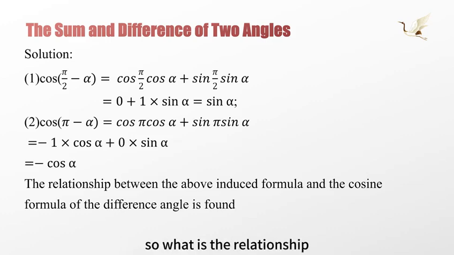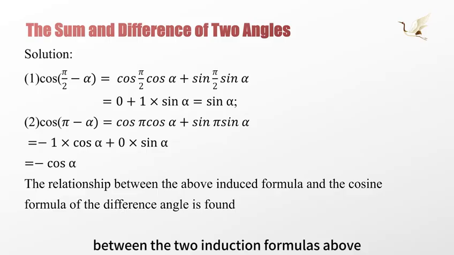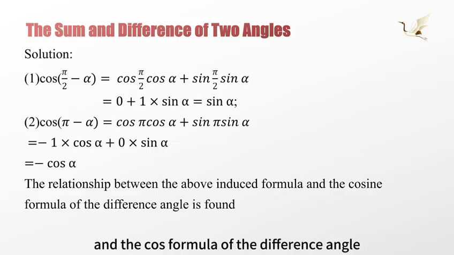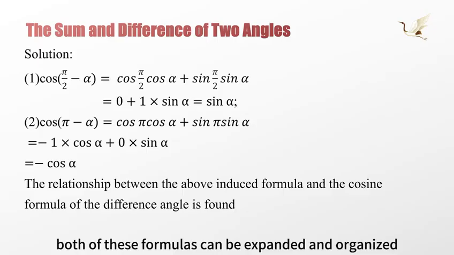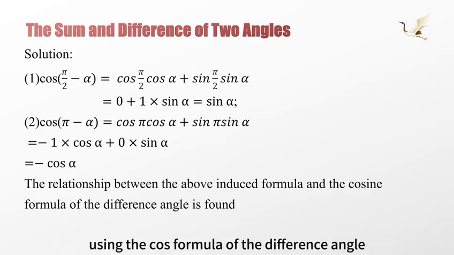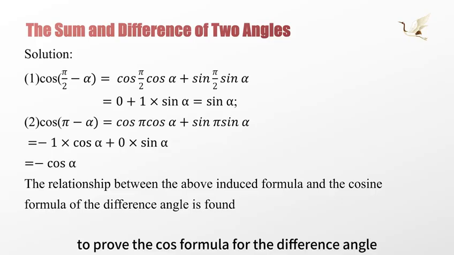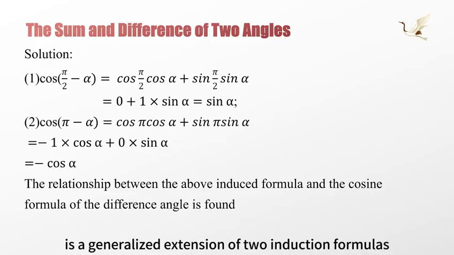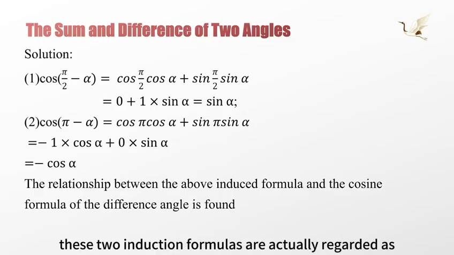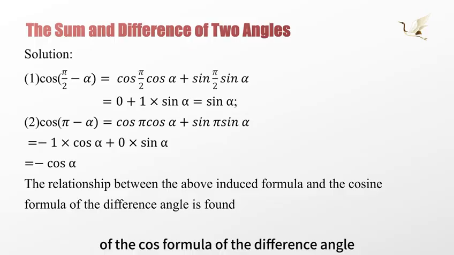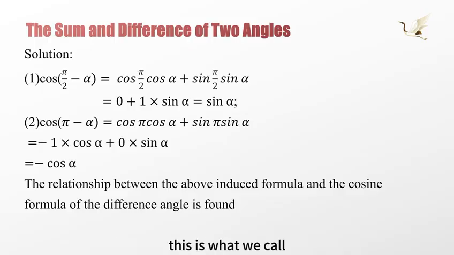So what is the relationship between the two induction formulas above and the cosine formula of the difference angle? In fact, both of these formulas can be expanded and organized using the cosine formula of the difference angle to prove them. The cosine formula for the difference angle is a generalization of the two induction formulas, and these two induction formulas are special cases of the cosine formula of the difference angle. This is what we call the special and general relationship.